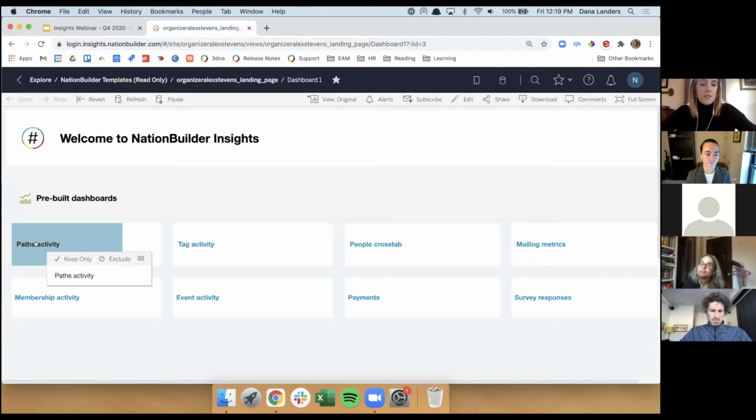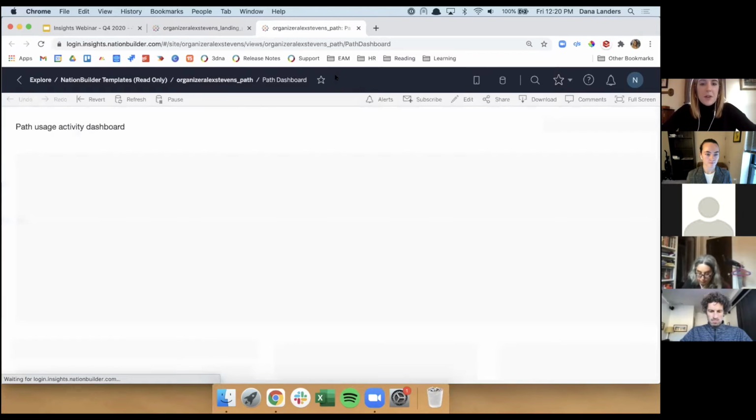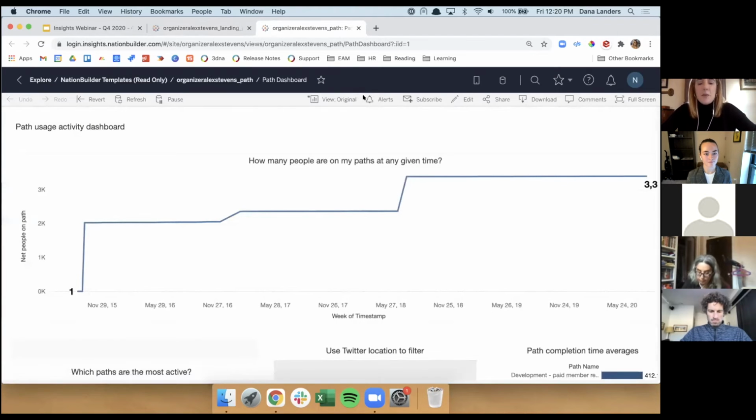So I'll click into some of these. So first, yep, these all open in another tab. So let me try to get Zoom out of the way. So paths activity. Paths in NationBuilder are incredibly important for tracking supporter engagement and meeting people where they're at, which is what NationBuilder is all about.